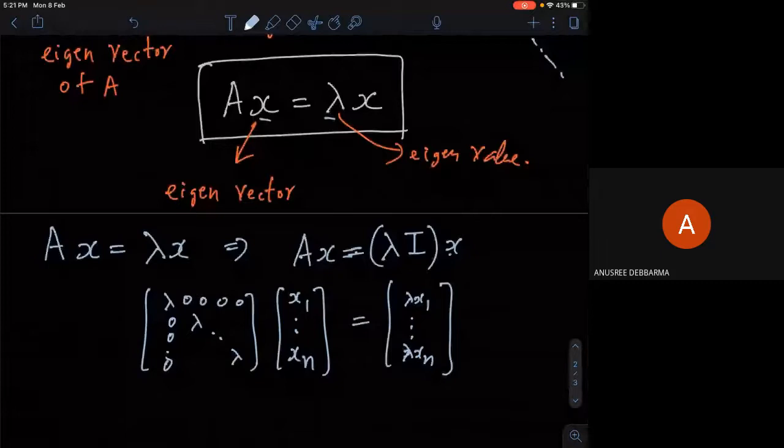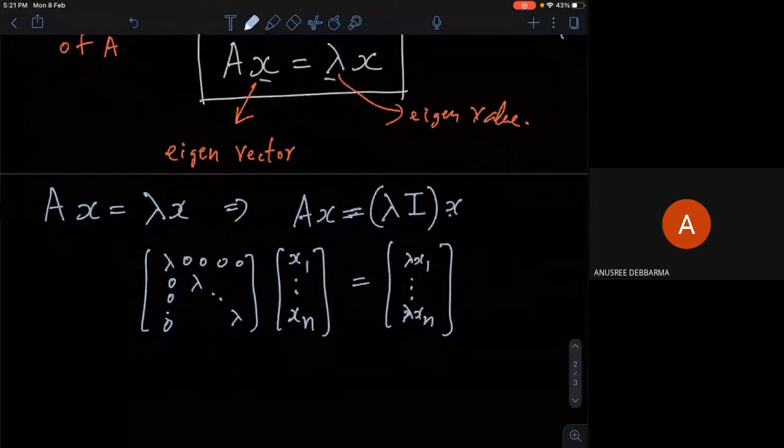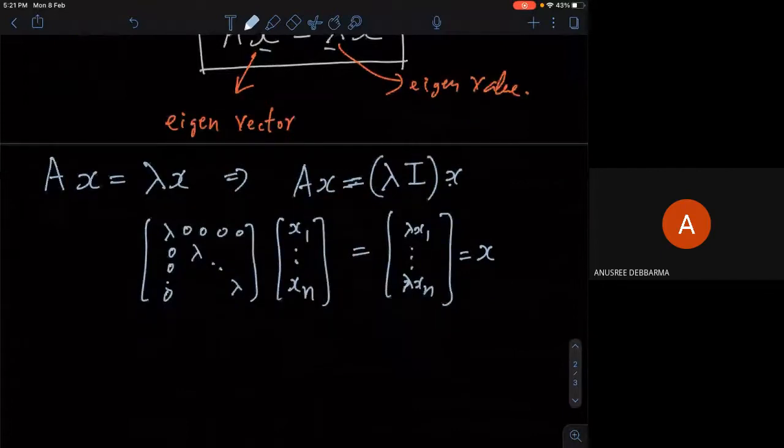Okay. So what I was trying to tell is that you can rewrite lambda x equal to lambda x as x equal to lambda I times x. Because lambda I is lambda on the diagonal of I. You know the identity matrix is 1 on the diagonal, so lambda I is lambda on the diagonal. It's a diagonal matrix, and this lambda I times the vector x is the same as lambda x. This is what I'm trying to say. If you don't get why this is true, just go and work it out. You should be able to see this.